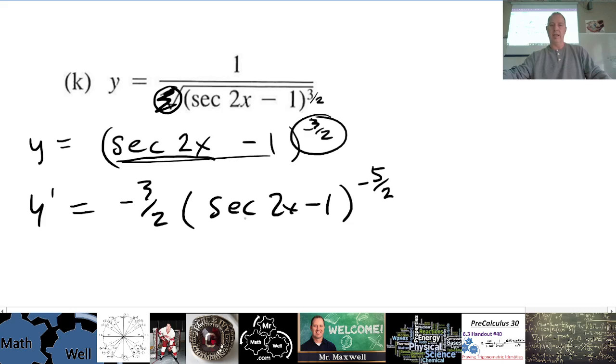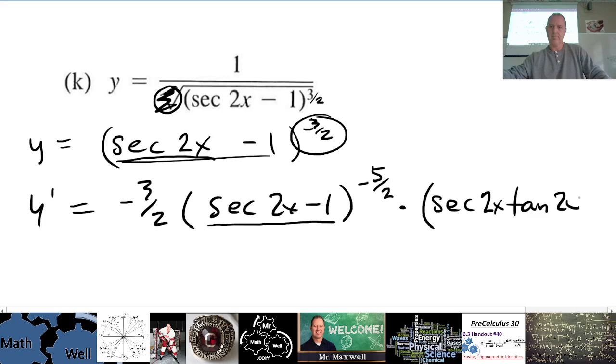Now let's move inside, and we have secant 2x minus 1. That's kind of all one thing, so really we just have one more layer to do here. So the derivative of secant x is secant x tan x, positive, right? Secant x tan x, and then that's secant 2x tan 2x. And then the derivative of minus 1 would just be 0. But I guess we do have one more layer here because we haven't taken the derivative of 2x yet.